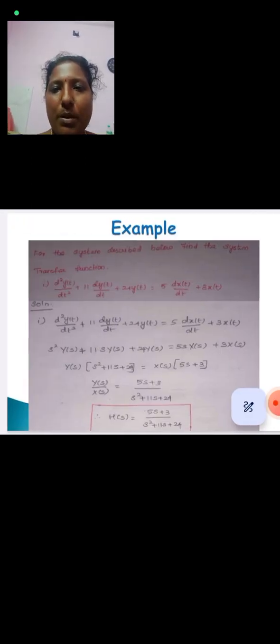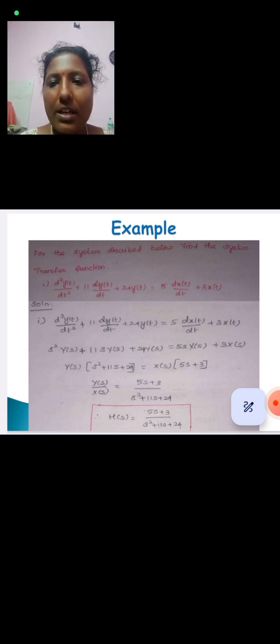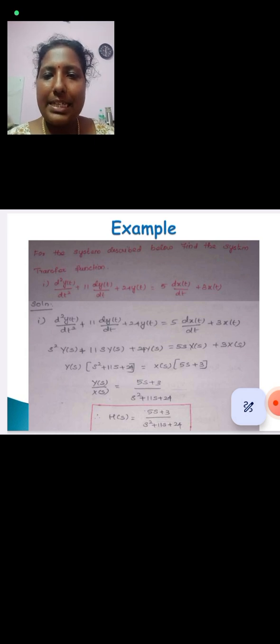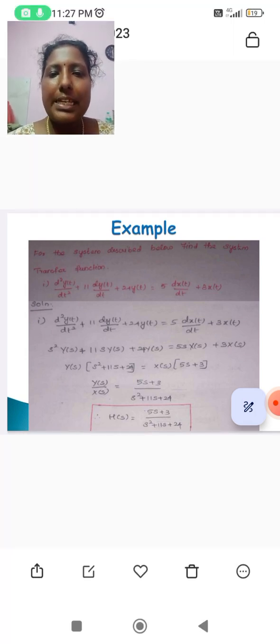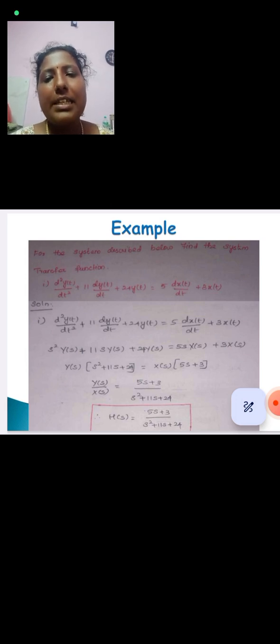Now we are entering into a problem. Here the problem given is: for the system described below, find the system transfer function. The question given is d square y of t by dt square plus 11 dy of t by dt plus 24 y of t is equal to 5 dx of t by dt plus 3 x of t. Here, the differential equation is of order 2 because the d power gives the order of the differential equation. Here d power 2, so it is a second order differential equation. Now we are going to solve this equation.